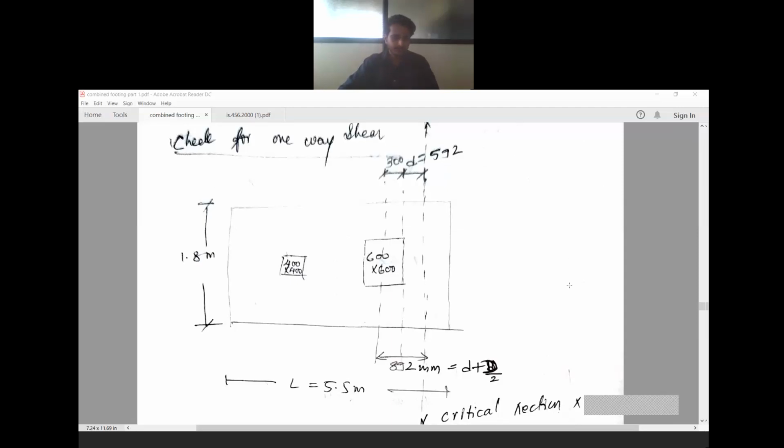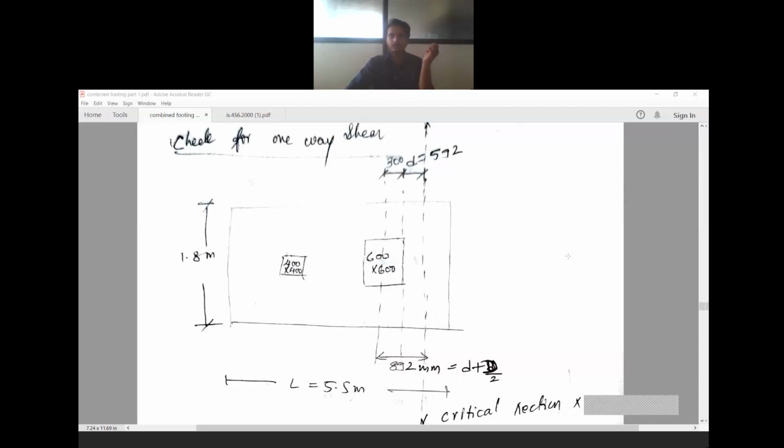See here, in the previous class we have calculated the longitudinal reinforcement. With that, we have to check for one-way shear. Two-way shear we have already checked while calculating the depth of the foundation. So now we have to check for one-way shear. This is just normal shear.